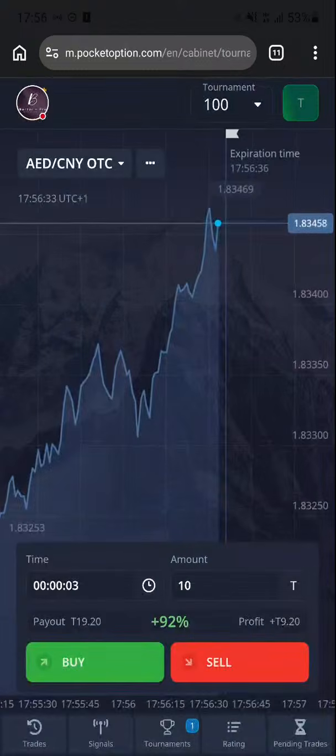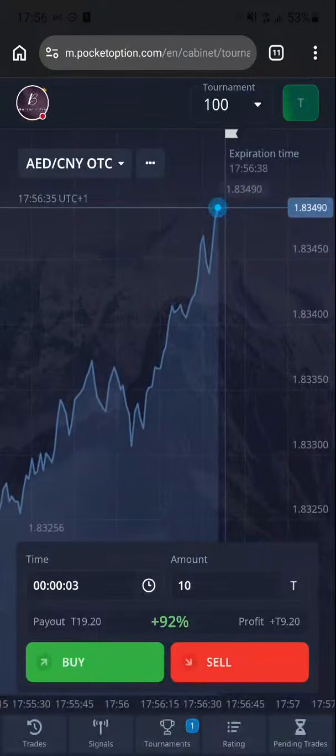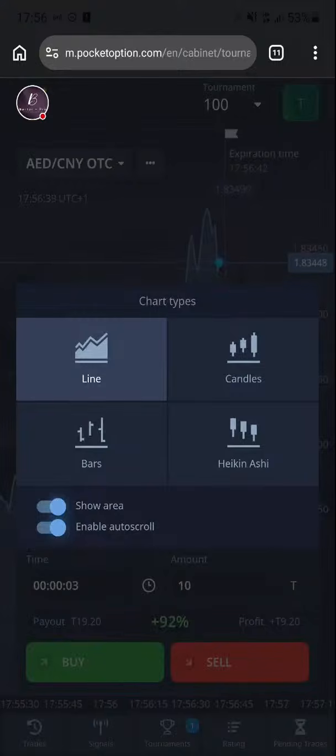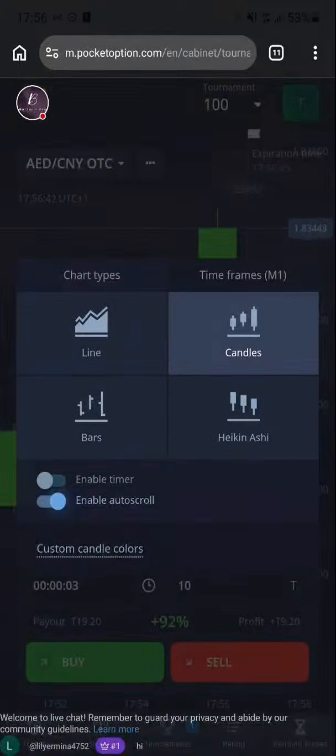So I'm going to be explaining all the strategies we're going to be using today. Today's chart type is going to be candlesticks.